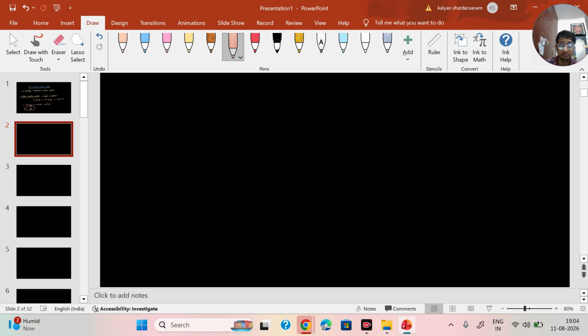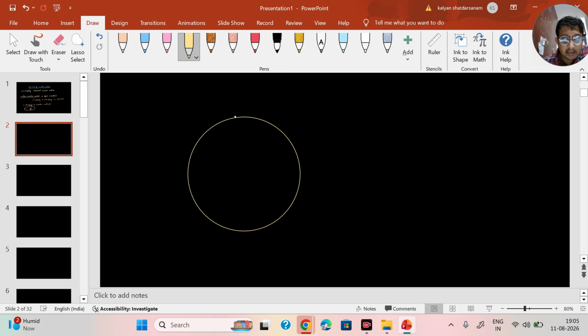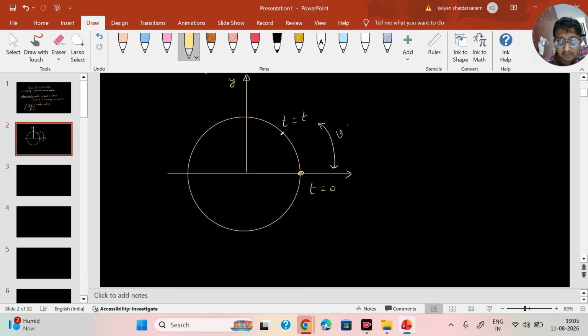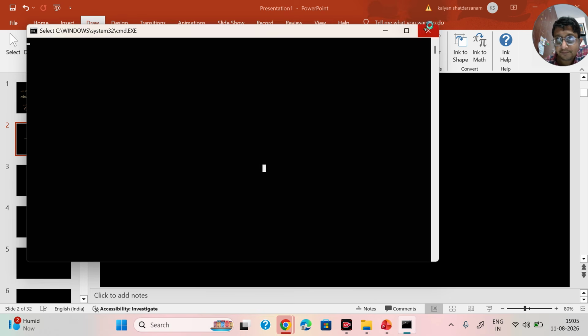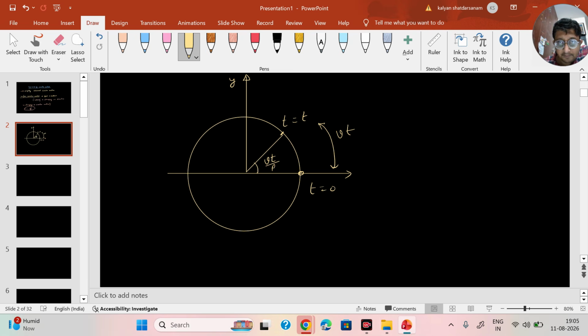We can do some interesting derivation here using a different idea. I have a circle. This is my x-axis and this is my y-axis. If the particle was here at t equal to 0, at t equal to t seconds, it would have traveled a distance vt, and the angle it would have covered is vt by r. So angle is arc length by radius. Radius is r. So the particle is here now. This is its position vector.